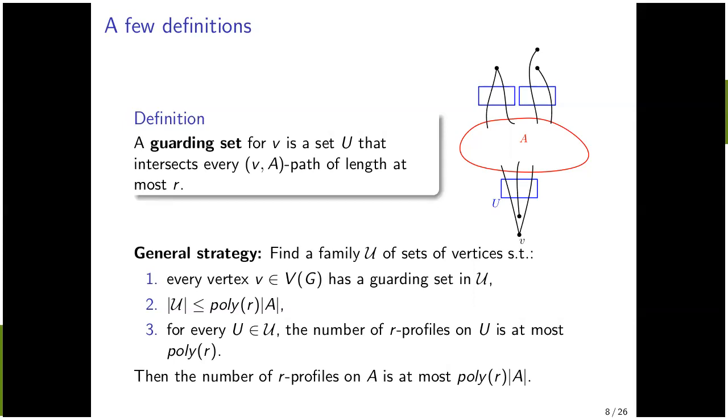The number of R profiles on U is at most independent of the size of A. We will build a family of sets which are small, so that this is small. So typically, in the first example we'll see just after, it will be for graphs of bounded tree width, and the members of this family will be just bags basically, and so they will have small size. Okay. And we can prove that the number of profiles on such a set is polynomial in R. Okay. And yes, maybe it will be clearer with the example of graphs of bounded tree width.